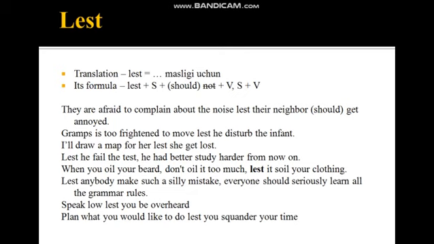Okay, and let me just read the last one. Plan what you would like to do lest you squander your time. That sounds wise enough. Okay, plan first of all what you would like to do lest you squander your time. Vaqtingizni bekor ketkazmasligingiz uchun nima qilmoqchiligingizni, ya'ni qilmoqchi bo'lgan ishingizni planlashtirib oling. That sounds cool. Okay, now let's continue, guys.